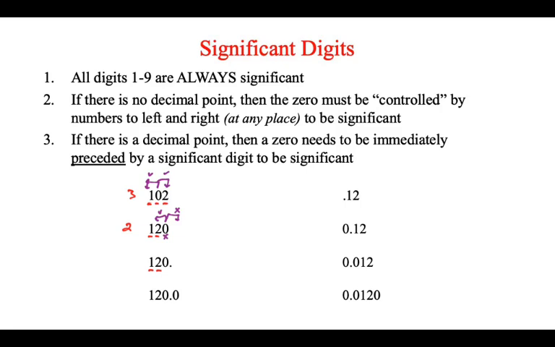The 1 and the 2 again, but now this one's different because there's an explicit decimal point, which means the rule changes. There is a decimal point, then the 0 needs to be immediately preceded by a significant digit to be significant. So we move to the left. I should have said to the left, not preceded. I apologize for the stupid wording. Okay? To the left. Is there a significant digit to the left of that 0? Yes. What does that mean? The 0 is a significant digit. I get 3 sig figs.